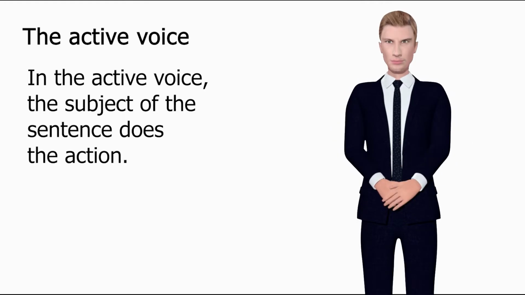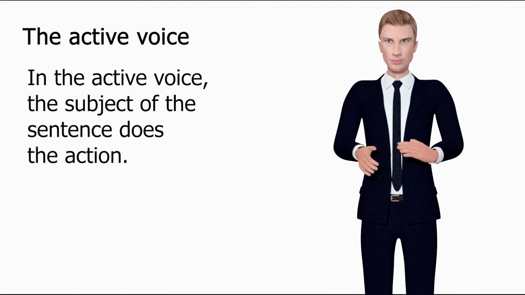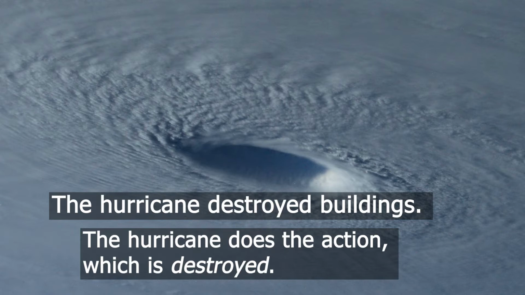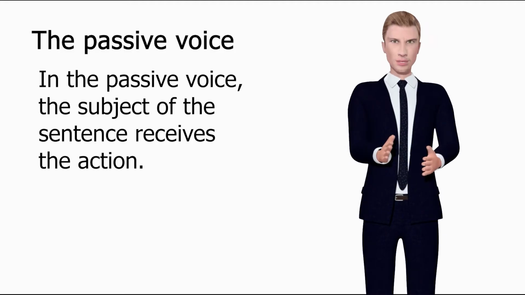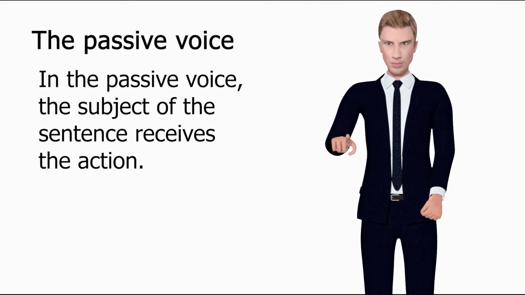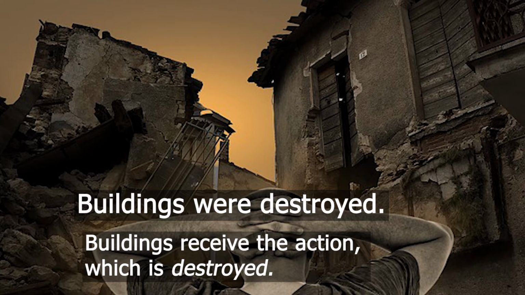Uses of the active and passive voices. The active voice. In the active voice, the subject of the sentence does the action. The hurricane destroyed buildings. The hurricane does the action, which is destroyed. The passive voice. In the passive voice, the subject of the sentence receives the action. Buildings were destroyed. Buildings receive the action, which is destroyed.